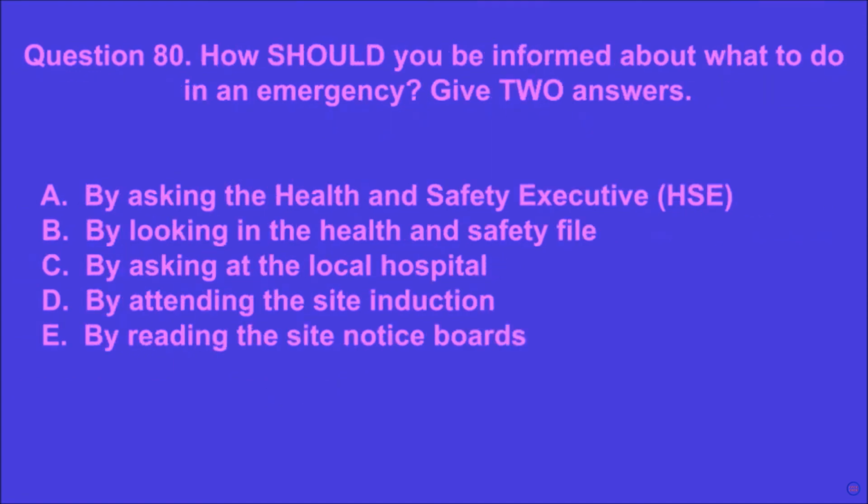Question 80. How should you be informed about what to do in an emergency? Give two answers. A. By asking the Health and Safety Executive, HSE. B. By looking in the Health and Safety file. C. By asking at the local hospital. D. By attending the site induction. E. By reading the site notice boards. Correct answer is D and E.